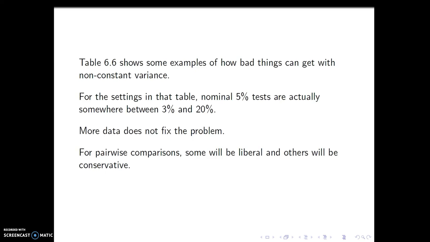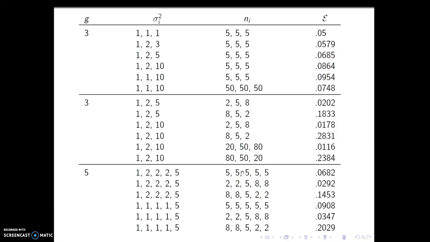More data doesn't fix the problem on this, right? It's not like we're shooting for asymptotic normality and getting more data will help here. Getting more data doesn't presumably change much at all. So we really do have to think about transformation. And we'll talk about things like Box-Cox and other variance stabilizing transformations that are really effective. For pairwise comparisons, some are going to be liberal, some are going to be conservative.